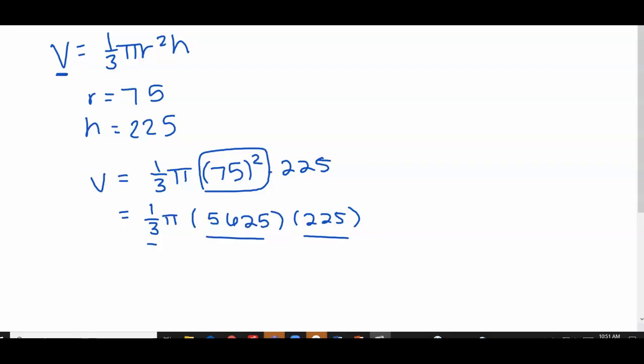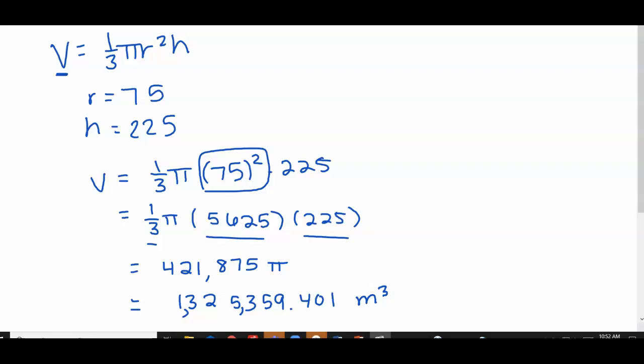So on your calculator, you'd put in parentheses 1 divided by 3 times 5625 times 225, and you get 421,875 pi. If you multiply that by pi, then you'd have 1,325,359.401. I'm okay with either answer.